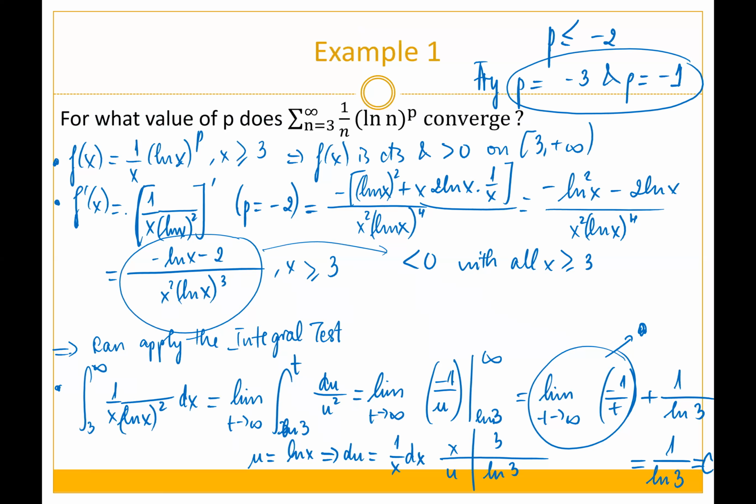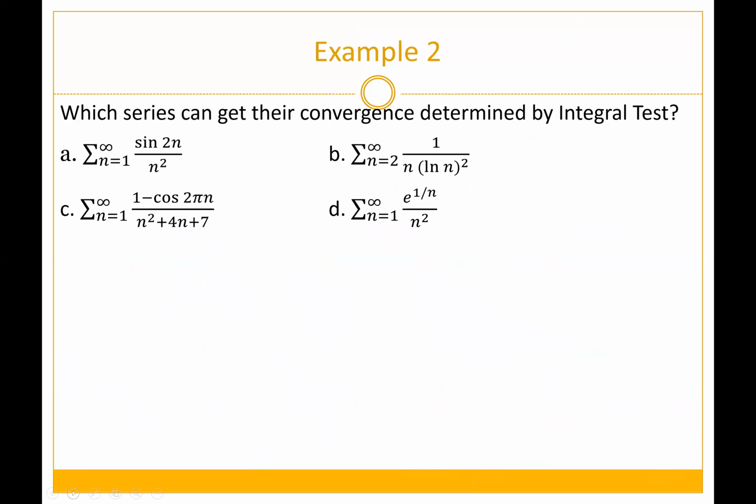So that's example 1. Again, for you to use the integral test, always make sure that you satisfy all three conditions: continuous, positive, and decreasing, before you apply it. Now, example 2: which series can get the convergence determined by the integral test? Again, you have to do a quick check to see which one is positive, which one is negative, which one is continuous, which one is decreasing or not, especially when the question is only asking if you can use the integral test to determine their convergence or not. So your job here is just to see if they satisfy the three conditions for the integral test.